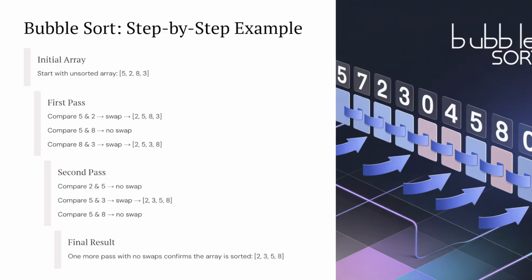Okay, so we'll also compare 5 and 8 here in this second pass, there will be no swap. So on the final result, one more pass with no swaps confirms the array is actually sorted. That's how it works in computer science in general.